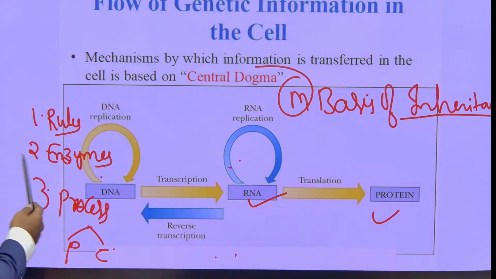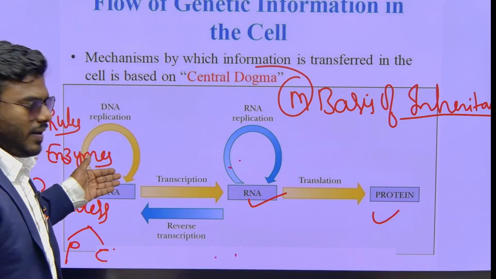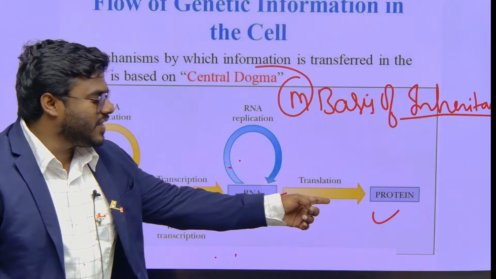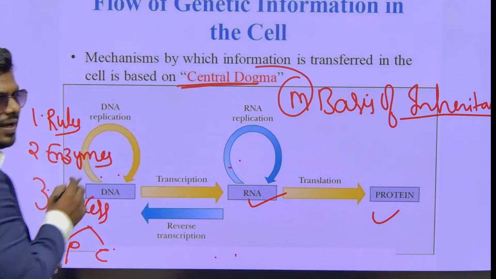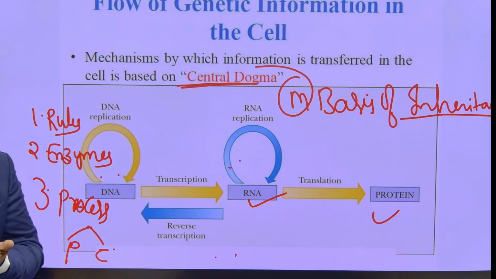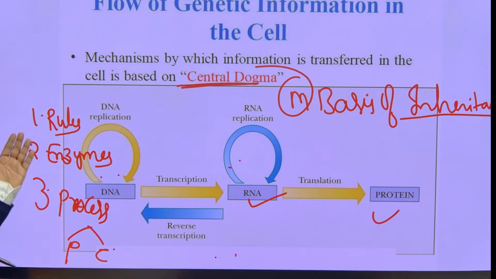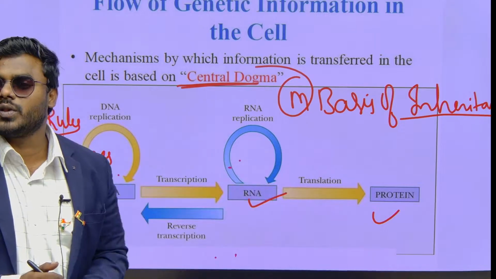Now, ultimately, information is passing from where to where? DNA to RNA, and by that there is a synthesis of protein. This is called the central dogma. The central dogma is the mechanism by which information starts moving from the DNA to the protein level.